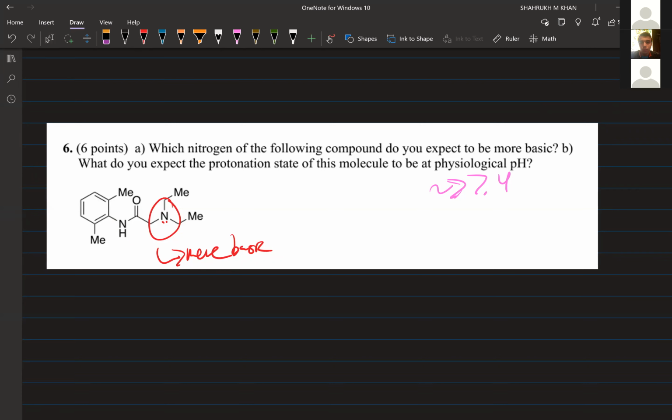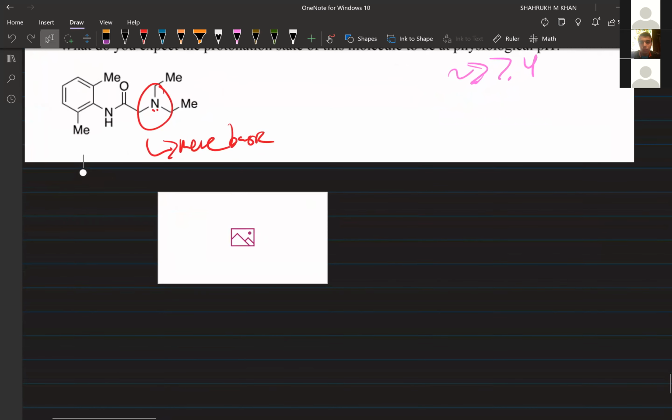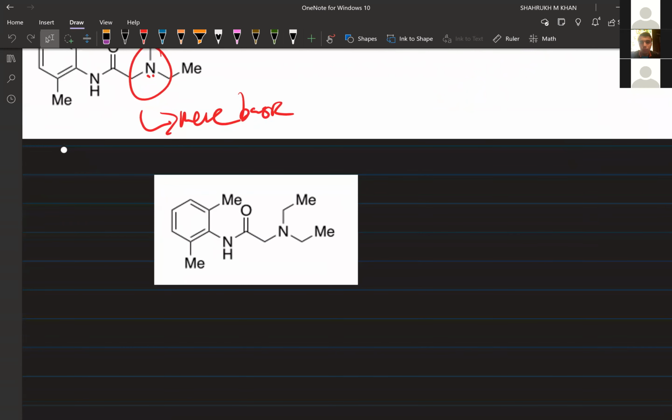So the structure would just be, I'm going to copy and paste the structure again and then just draw it. And it should just be protonated, plus. That's it.